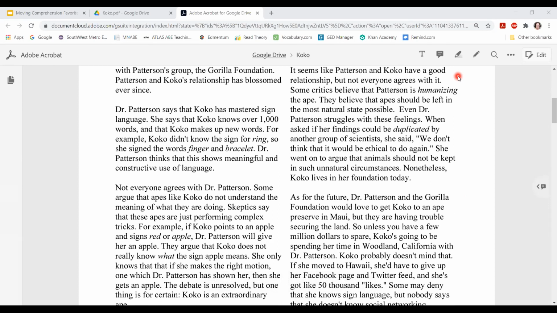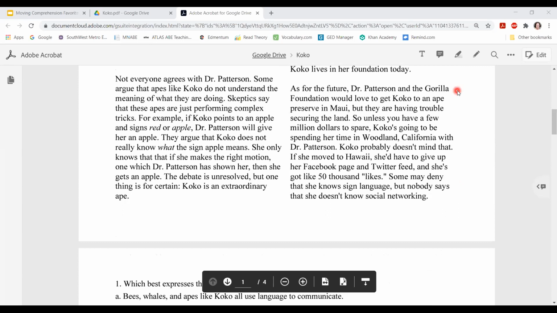When asked if her findings could be duplicated by another group of scientists, she said, "We don't think that it would be ethical to do again." She went on to argue that animals should not be kept in such unnatural circumstances. Nonetheless, Coco lives in her foundation today.